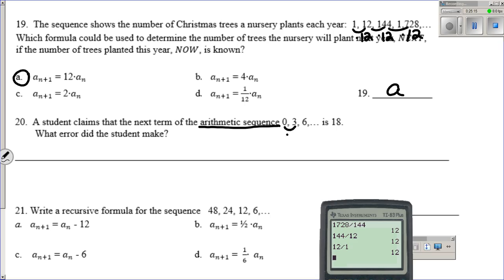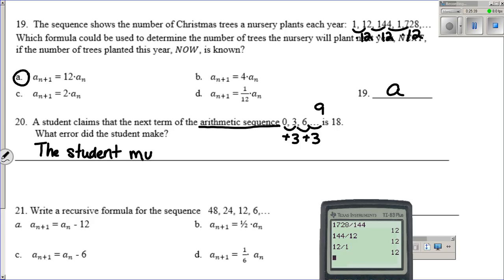So from 0 to 3, that's an increase of plus 3. From 3 to 6, that's plus 3. So if we continue the pattern, 6 plus 3, the next number should be 9. This student claims that it's 18. So what error did the student make? So hopefully you recognize the student multiplied the 6 by the 3 instead of adding the 3.